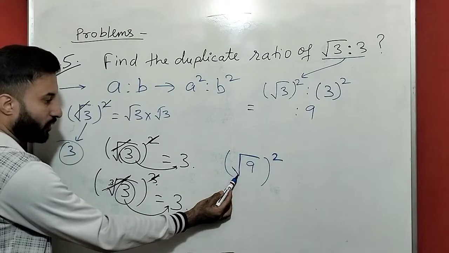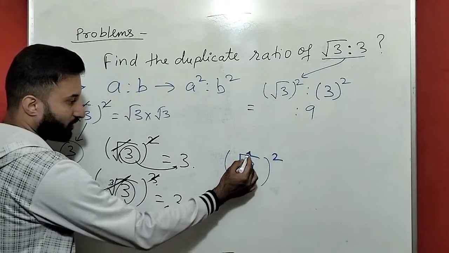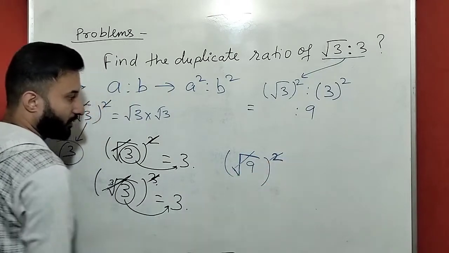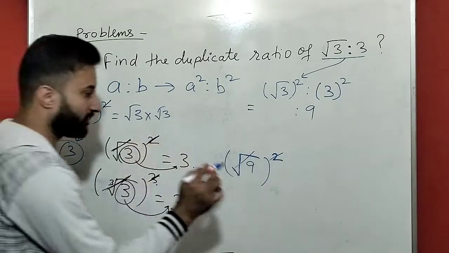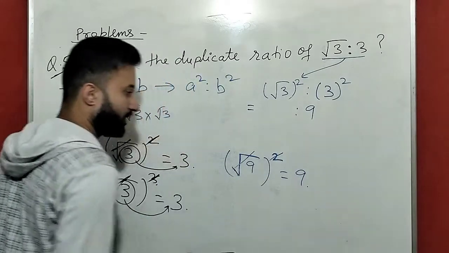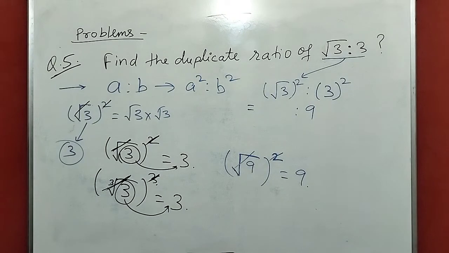This is a square root and the power is square. So the square root and square will get cancelled. So the answer will be the number 9. This is the first method.